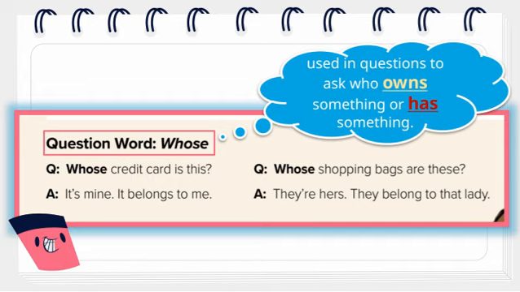Remember, using the right question word makes your questions clear and precise, which is essential in effective communication. This concept ties into the overall theme of mastering question words to improve your language skills and ensure your questions are both accurate and natural.